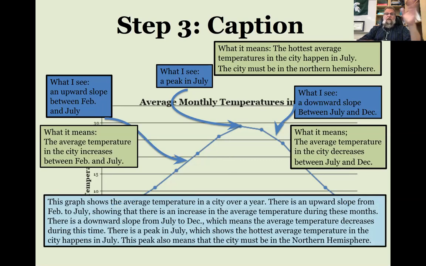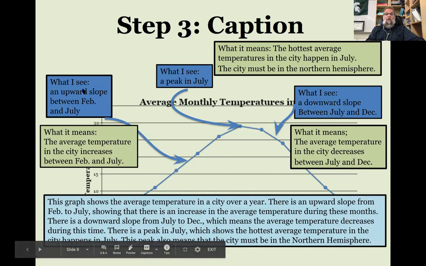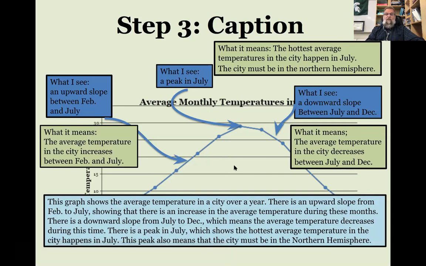And so basically you can see what I just did. This graph shows the average temperature in the city over a year. And then you can see how we put these together. Look at this first sentence. There's an upward slope from February to July. That's the WIZ. Showing there is an increase in the average temperature during these months. That's the WIM. So the first part of the sentence is the WIZ. The second part of the sentence is the WIM.